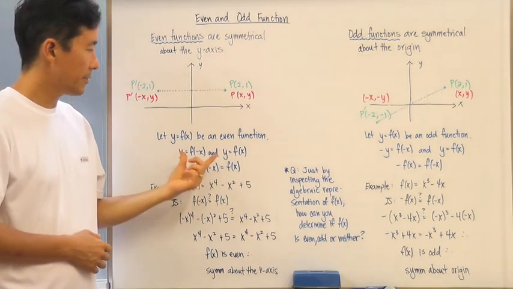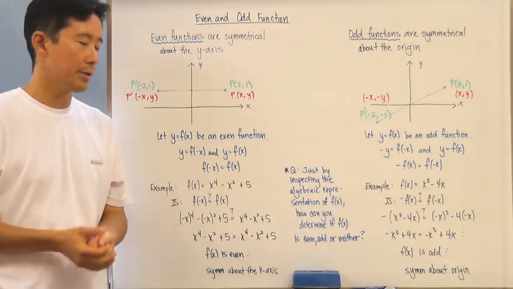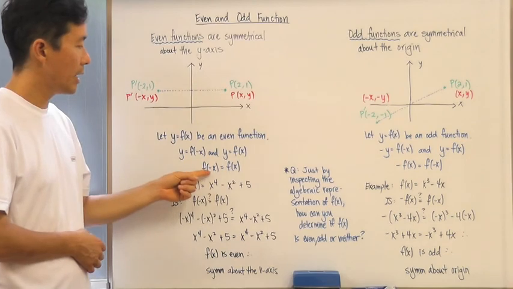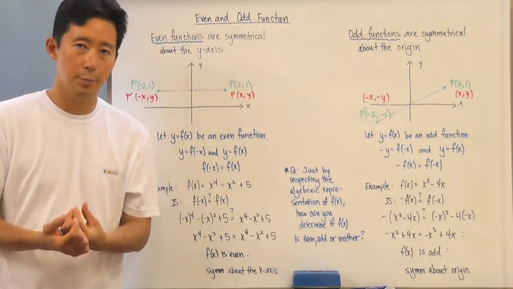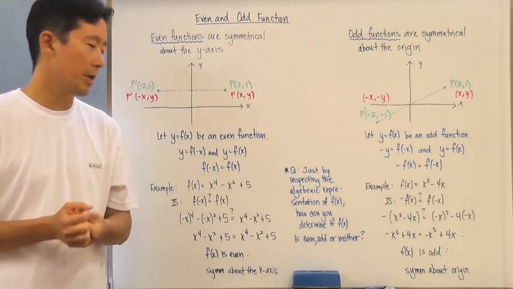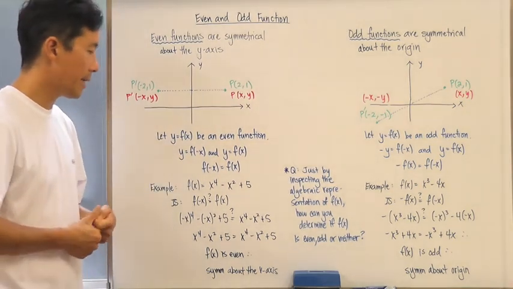Now, what that means is if I take a look at this, the y values are exactly the same, therefore f of the opposite of x is equal to f of x. So this is how we can algebraically show whether a function is even or not. So let's take a look at an example.